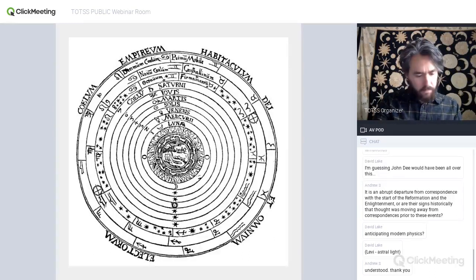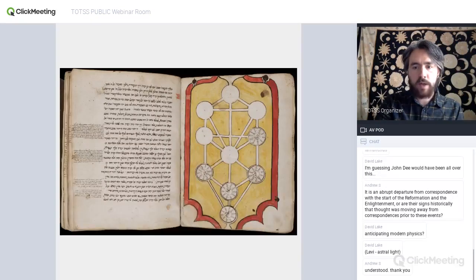Okay. Let's see. So now we're going to talk a little bit about some trees of life. This image here is from one version of the Orchard of Pomegranates by Moshe Cordovero, the important Kabbalist. And so you can see this is quite similar to the tree of life that a lot of us are probably familiar with. There is a missing path here, and I don't know exactly what the story is. I don't know if that's just an error in the illustration or what, but there is a path missing there.